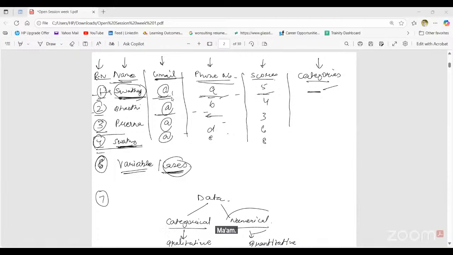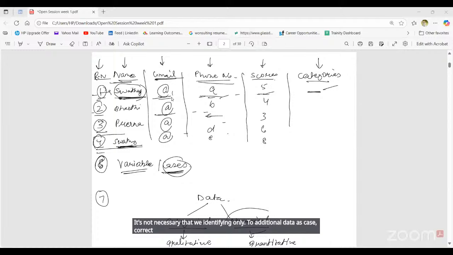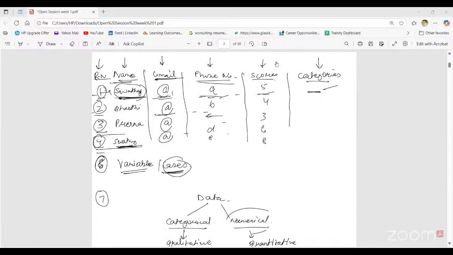Ma'am, like you said, data can be cross-sectional or time series. That is in reference to a case, is that right? It's not necessary that we're identifying only cross-sectional data as case, correct? It could be either. You're saying the cross section, the time is the case? I couldn't get your question.